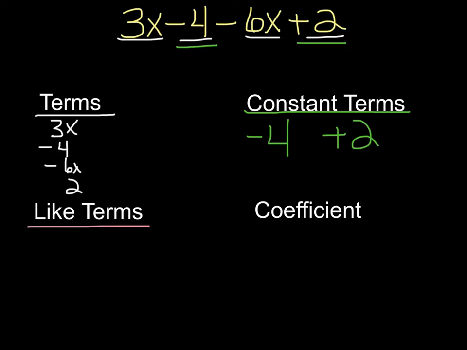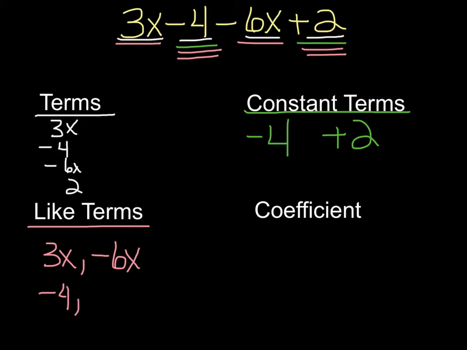Like terms. Like terms have exactly the same variable with exactly the same exponent. So let's start with 3x. 3x is a like term with negative 6x. So 3x is like with negative 6x. They are alike because they have the same variable with the same exponent. Okay, the other like terms are the 2 constants, which would be negative 4 with positive 2. Those are constants, and constants are like terms. So you have negative 4 and 2 are also like terms.